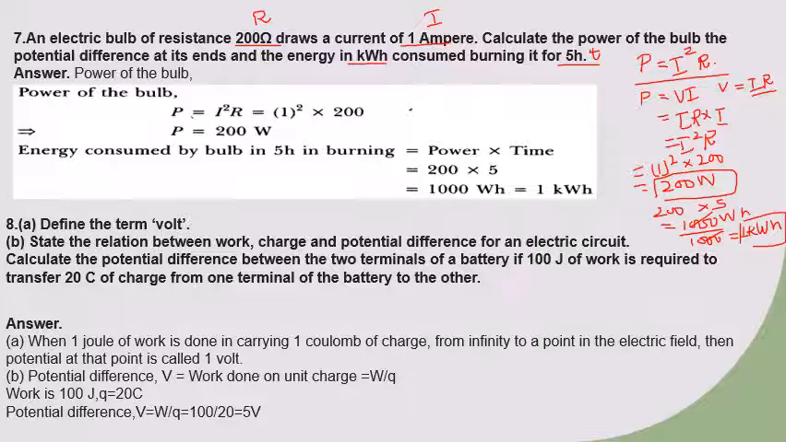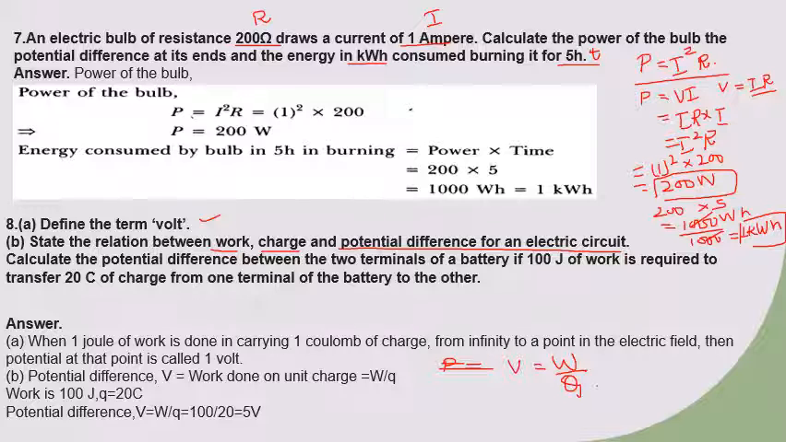Now let's read the next question. Define the term volt. Okay, we have done this. State the relationship between the work, charge, and potential difference for an electric current. There is a relationship between the potential difference, work and charge. We know that potential difference, that is V, work and charge, right?